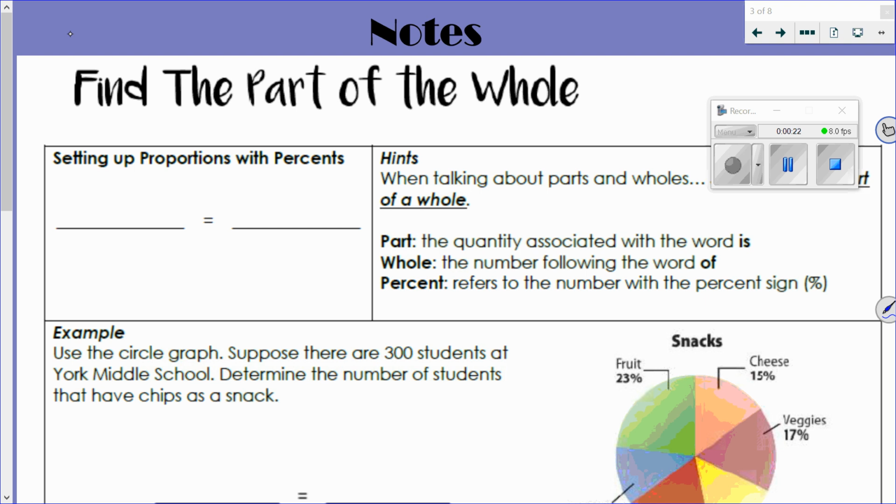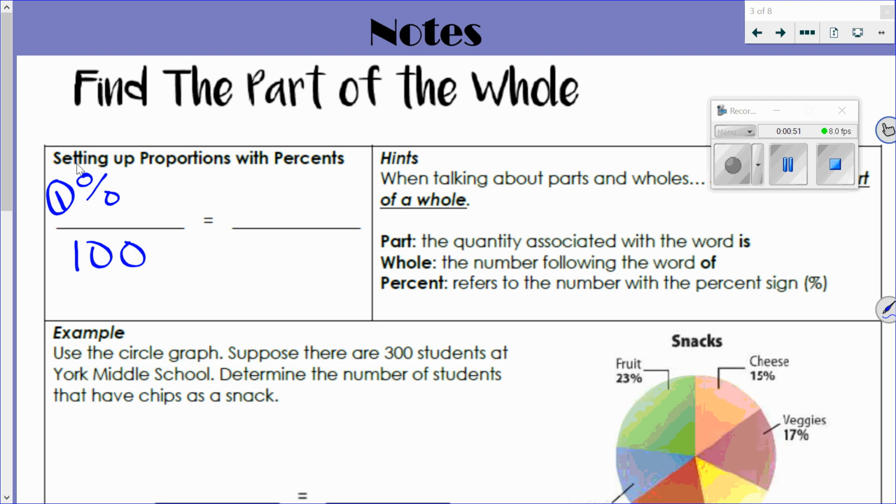So when you set up proportions with percents, the first thing we're going to do is the number in front of the percent sign is going to go over 100. Why do you think it goes over 100? Awesome, thank you. Percent sign means out of 100. So basically we're just taking that percent, we're turning it into a fraction is all we're doing. That is the very first thing that I want you to do.